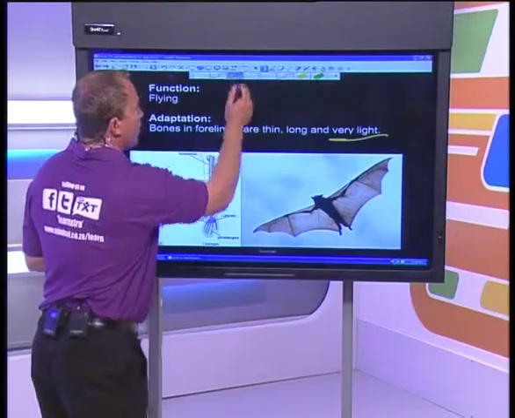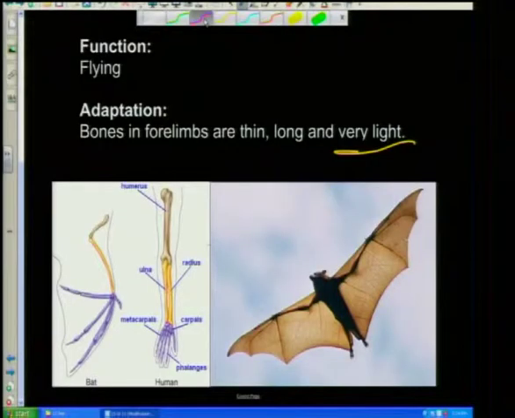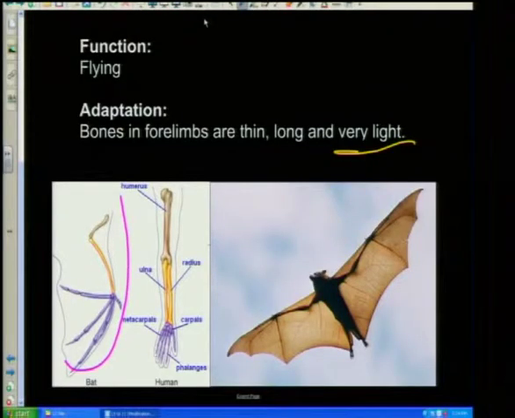So, if you have a look at it, there's the human arm, there's the bat's. Now, look at it carefully. The colors are here for a reason. The colors are not there just to look pretty. If we have a look at it, there's the same color. Get the same colors together. You see them? Okay, there's the next one.